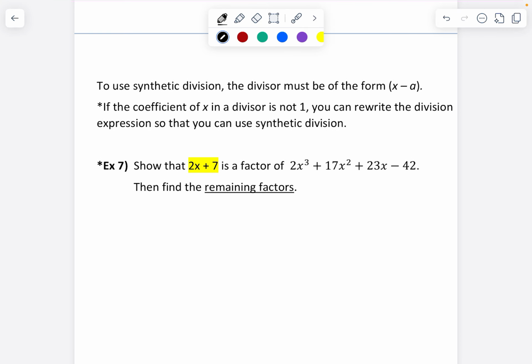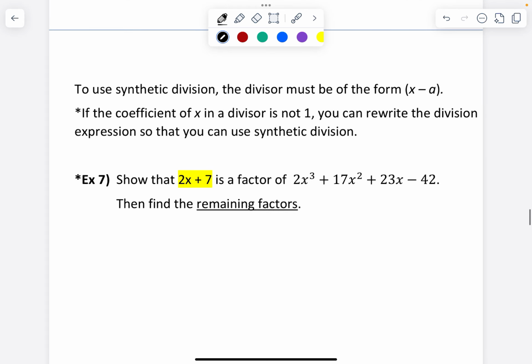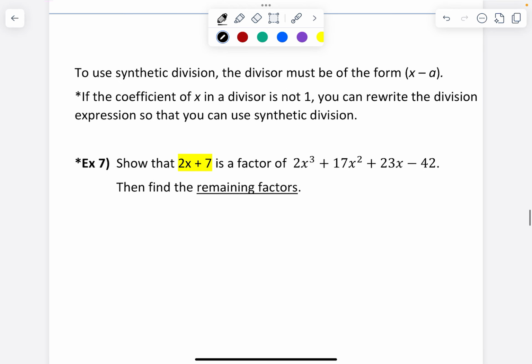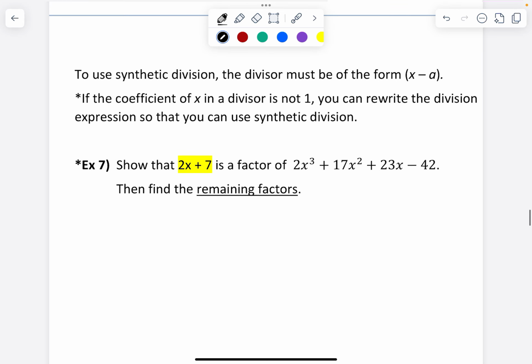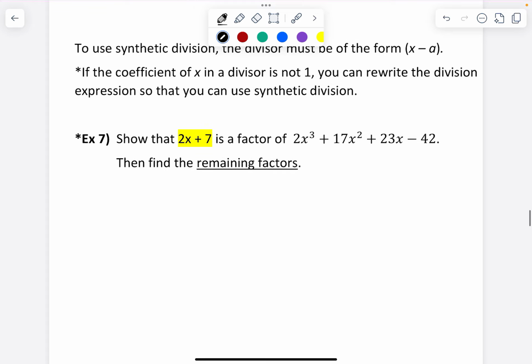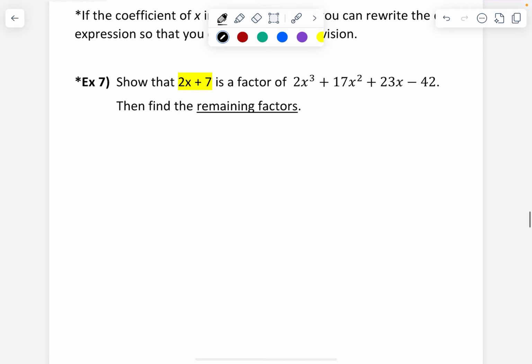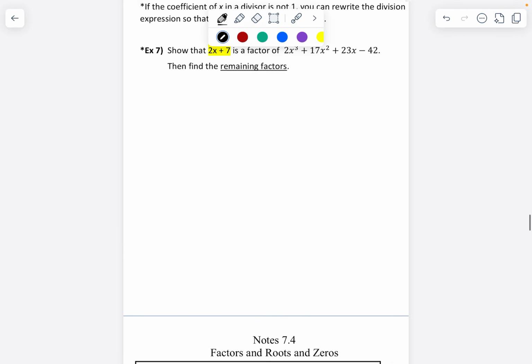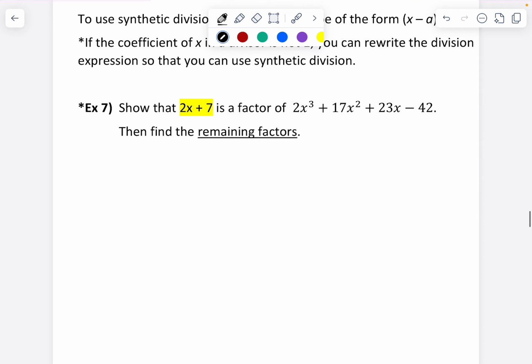To use synthetic division, the divisor must be of form x minus a. The coefficient of x in a divisor is not 1. You can rewrite the division expression so that you can use synthetic division. Okay, so here's an example of synthetic division where our coefficient isn't 1. We haven't done one of these yet. And so if your coefficient isn't 1, you just have an added step.